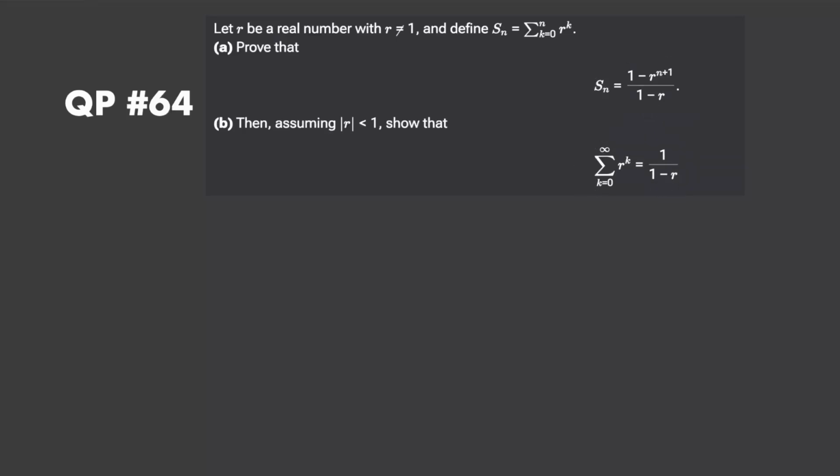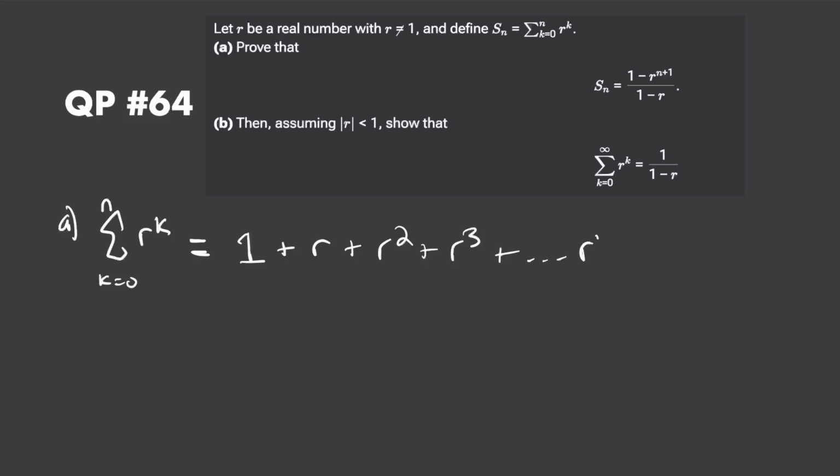So basically my plan for this video is to just show you how the proof works. It's actually not that hard if you know it, and then after that we can talk about why it makes sense geometrically or visually. So in part A, we're trying to find this, and when you expand it a little bit, our first term is going to be 1, r to the 0th power is 1, and then we're going to get r to the power of 1, which is r, and then r squared, and then r cubed, all the way up to when we add on r to the power of n.